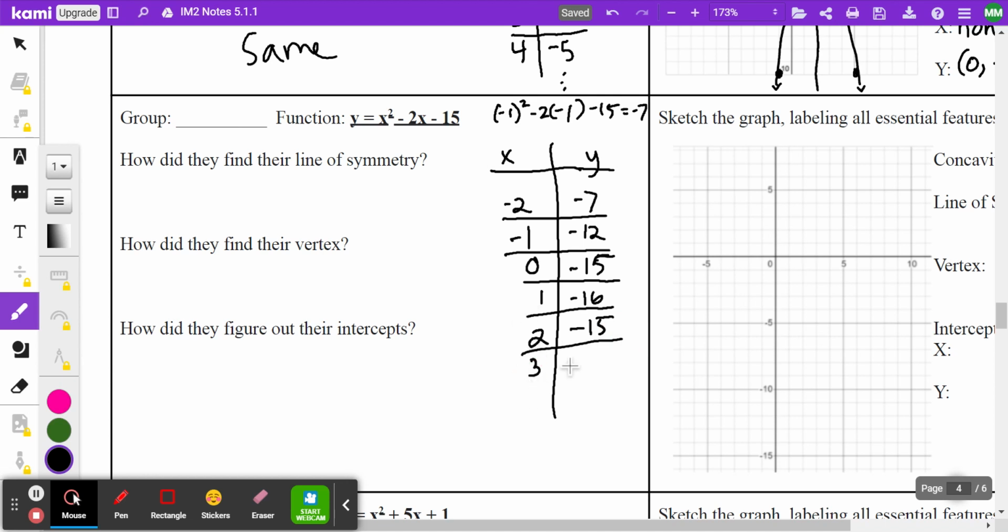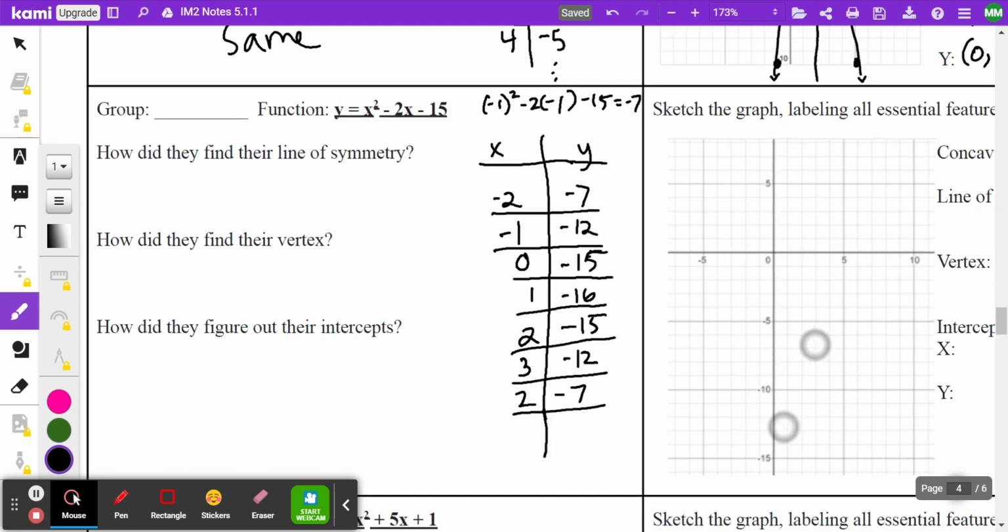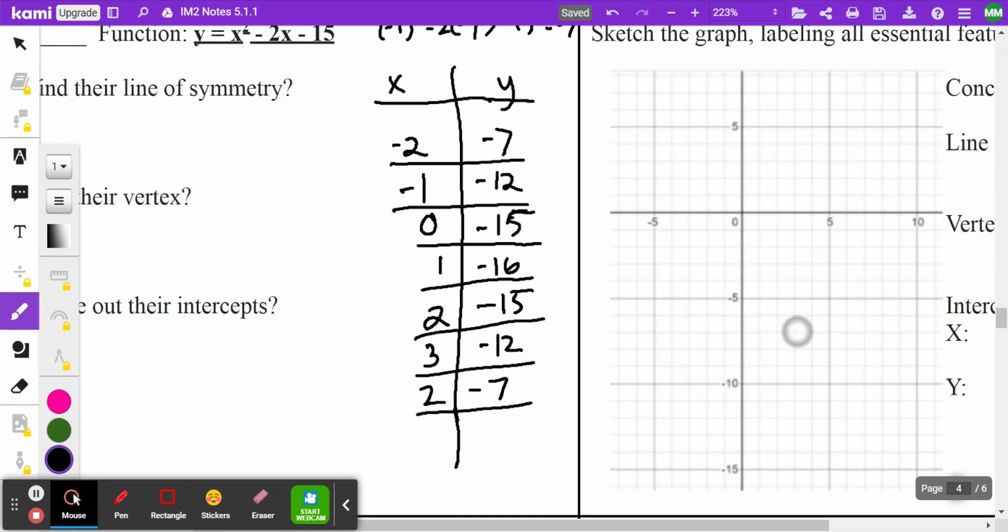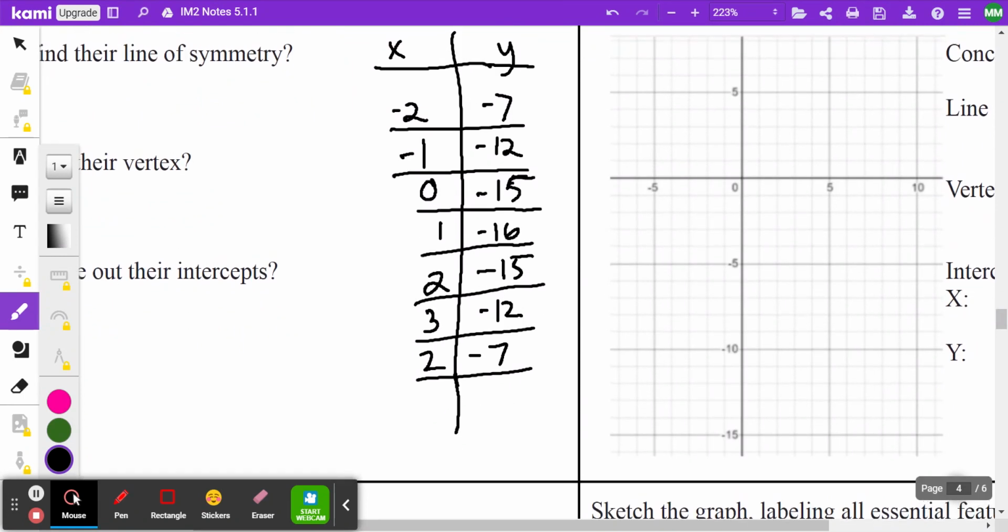3, I'm at -12. 2, I'm at -7. But I still need to, let's graph this and then hopefully it will be clear why you need to do more. Okay, -2, -7. Here's a point. -1, -12. There we go. 0, -15. There we go. 1, -16 right here. Again, now we have symmetry.